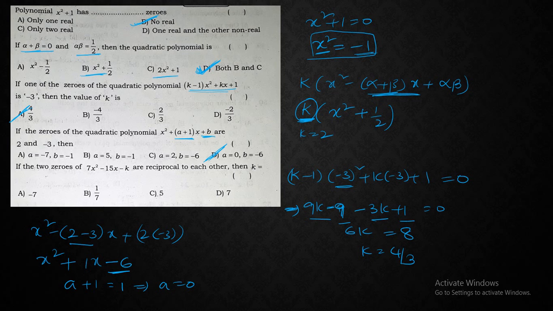Next, if the two zeros of 7x square are reciprocal to each other, we have discussed this. If zeros are reciprocal to each other, then the x square coefficient is equal to the constant. That means 7 is equal to minus k. So from this, k is equal to minus 7, right?